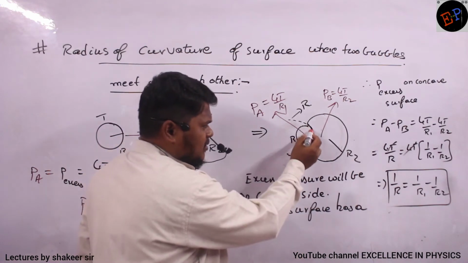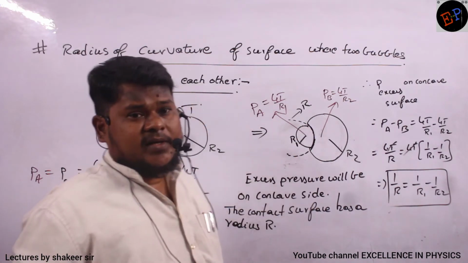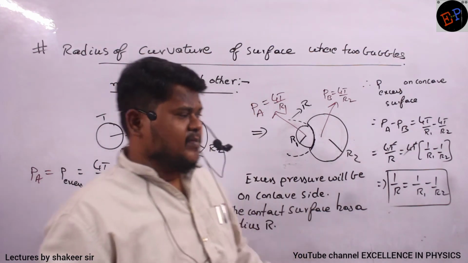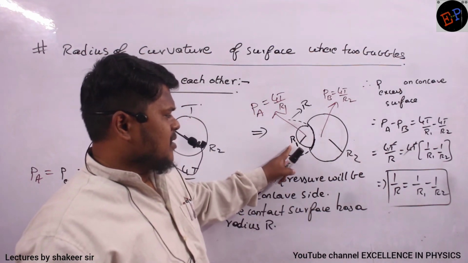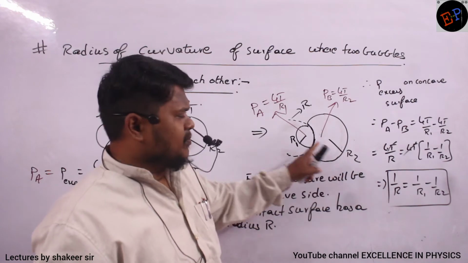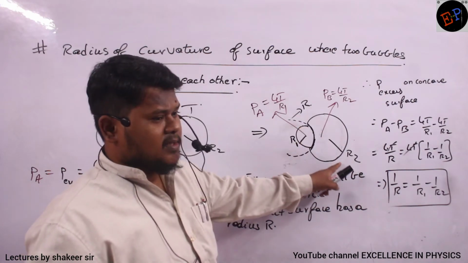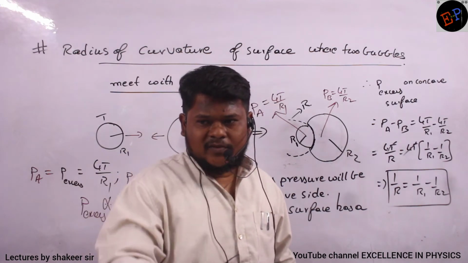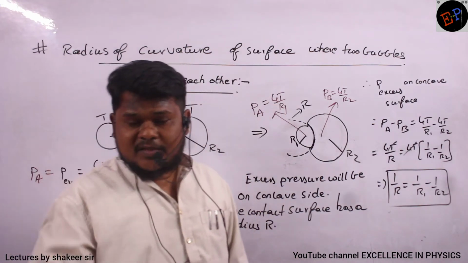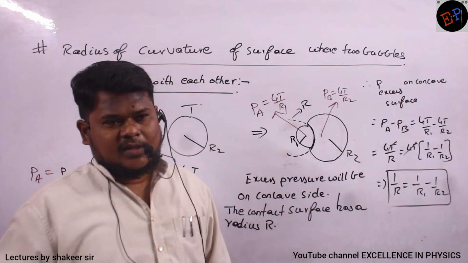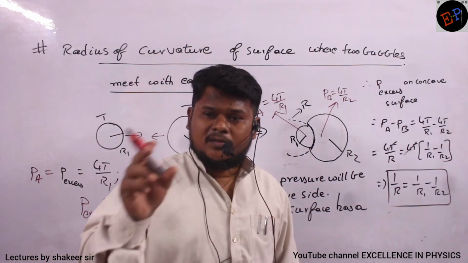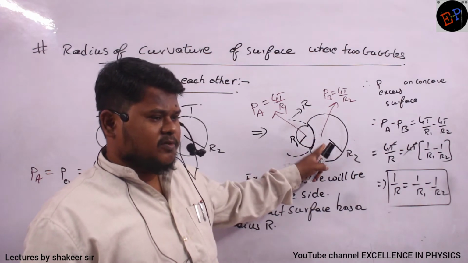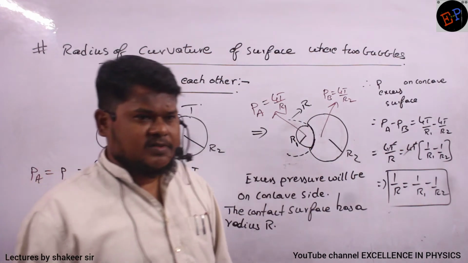What is meant by R here? R is the radius of the contact surface which is created. And this R is different from R1 and different from R2. Bigger than R1, smaller than R2. That will be the radius of the contact surface which will be formed. And the concave surface will form on which side? The concave surface will form on the smaller bubble side, because here pressure should be greater, and here pressure should be smaller. Are you able to understand?